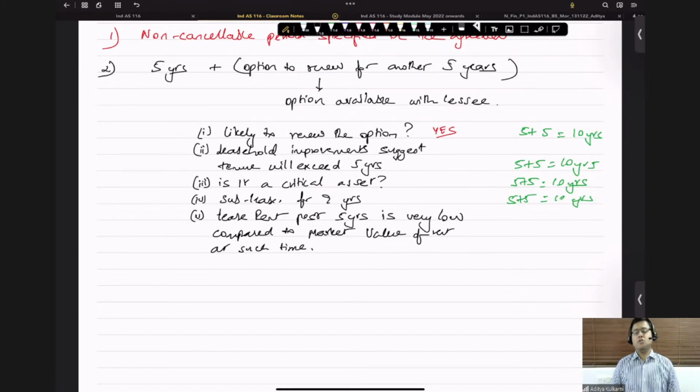Okay. So this lease rent is factored in your agreement, and it will say that for the renewal period, whatever be the market rent at that time, I will charge only 50% of the market rent, which is a significant reduction. So this is going to imply that you are benefited, you may take it. So 5 plus 5 is equal to 10 years.